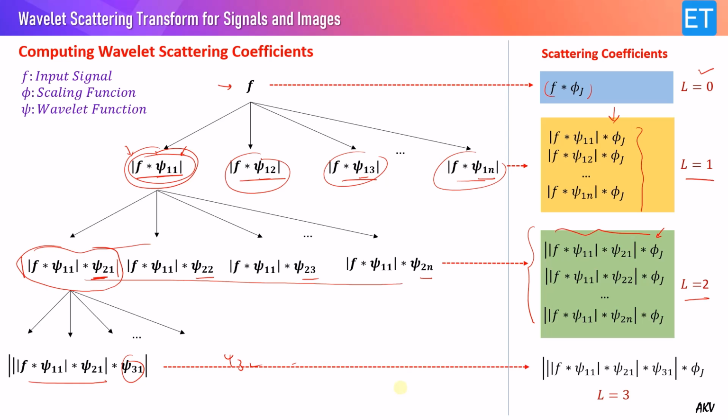So obviously it is computation hungry. Later I will show you that for signals and images we generally do not go beyond the third and second level of coefficients. It is sufficient to compute L equal to 0, L equal to 1 and L equal to 2 for most of the signals and images.